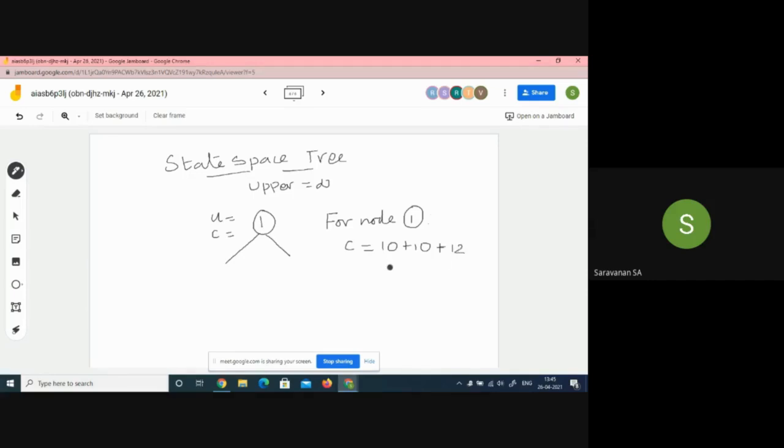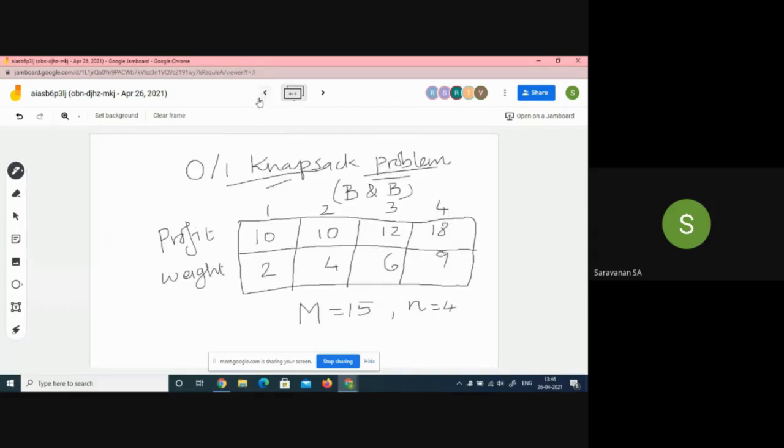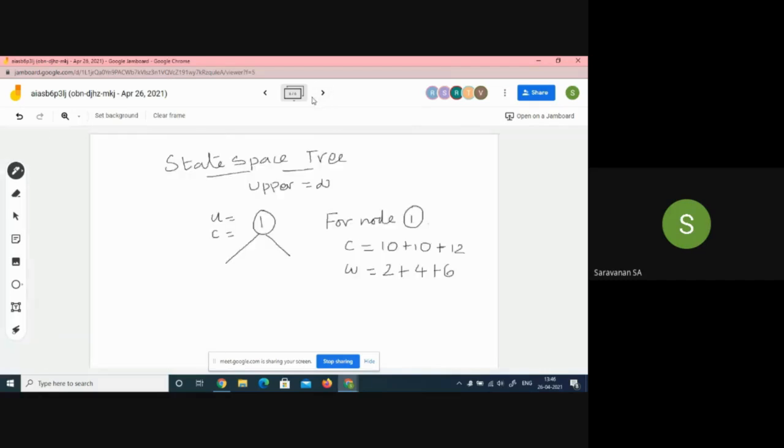So what is the weight? The first item is 2 plus 4 plus 6. So 2, 4, 6. The next item is 9. Okay. So here 6 plus 4 is 10, plus 2 is 12. So the total weight is 12, right?